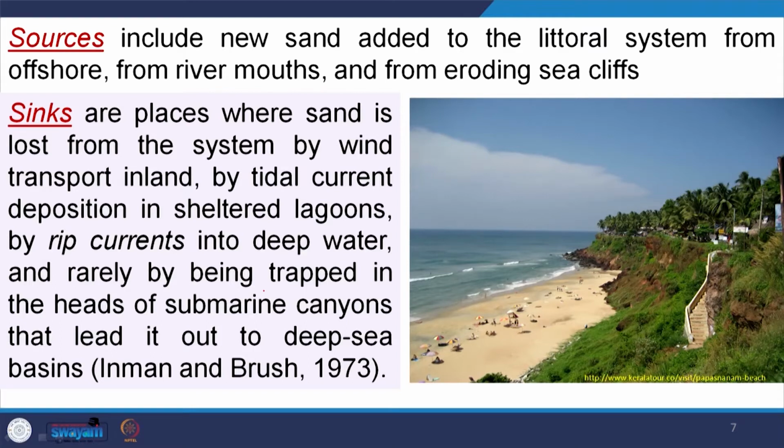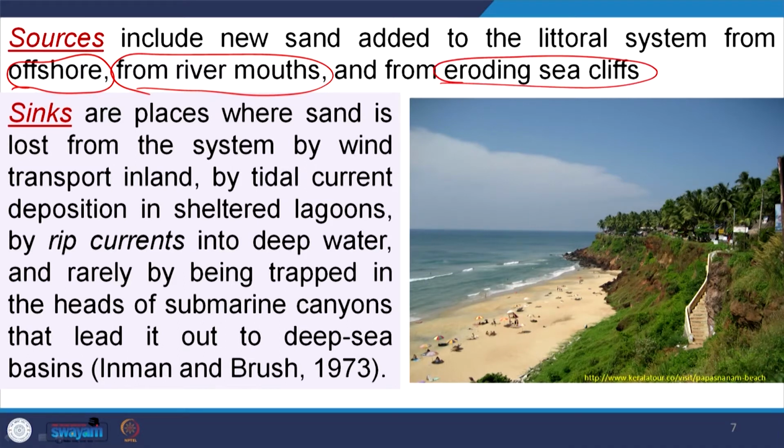So, what would be the source for that? Sources include new sand added to this littoral system from offshore, from river mouths and from eroding slick cliffs. So, these are the different sources: either from offshore, added due to the offshore current and due to these breakers; then from the river mouth, where these fluvial systems contribute sand coming from the continental system; and then from the eroding slick cliffs near the coast, from which sand is added to the system. So, there are three sources.